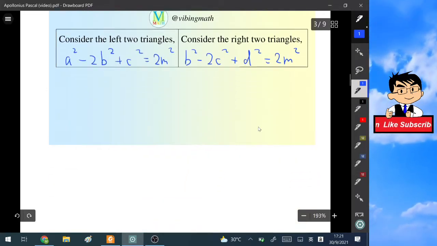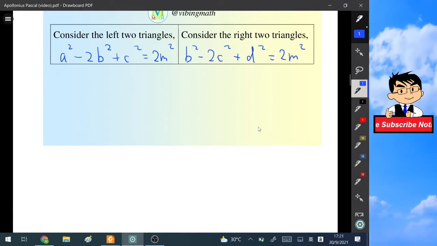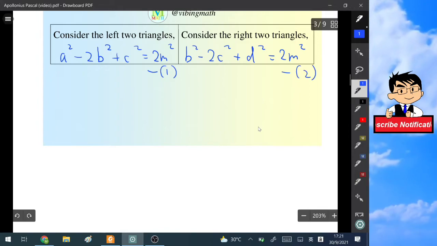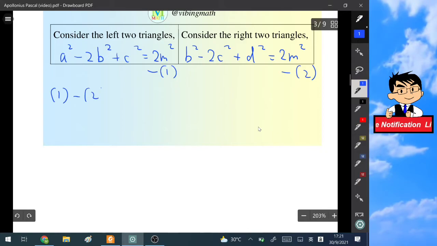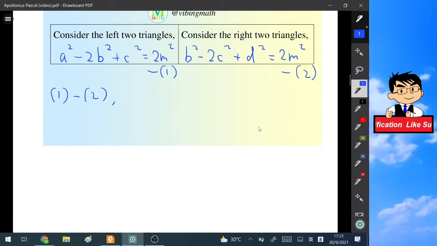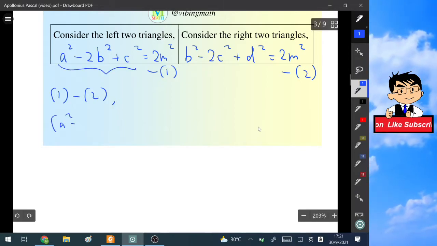So now we have two equations. I label the first one as 1 and the second one as 2. And now we subtract 2 from 1, so we are now doing 1 minus 2. On the left hand side, okay, let's do it slowly.